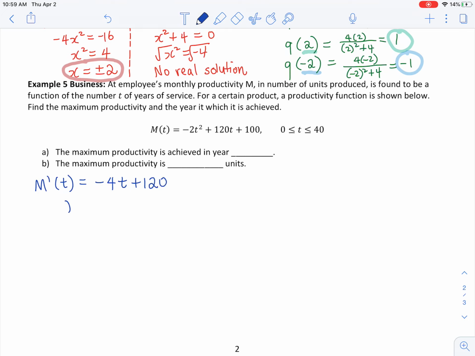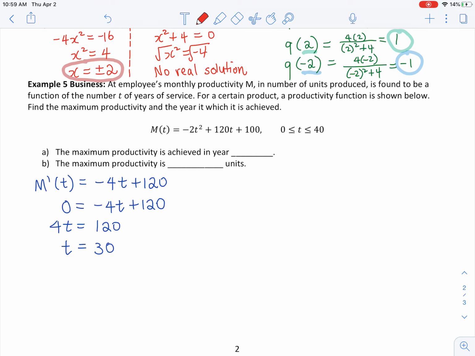That's going to be negative 4t plus 120. And this is a linear function, so it's going to be defined everywhere. So I'm just going to set this equal to 0 to find my critical value. So 4t equals 120. I get the critical value is at t equals 30.